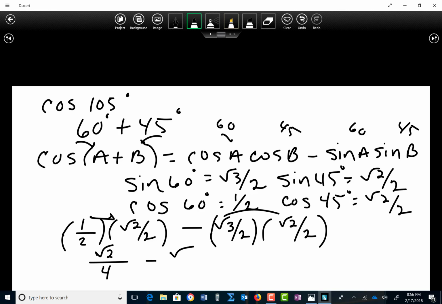You can multiply things that are inside the same kind of radical. So my answer here would be square root of 2 minus square root of 6 over 4. So there's that one. So let's clear this and look at another one.